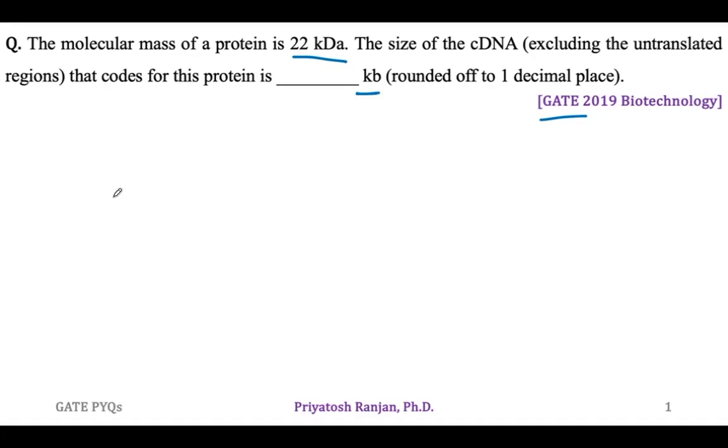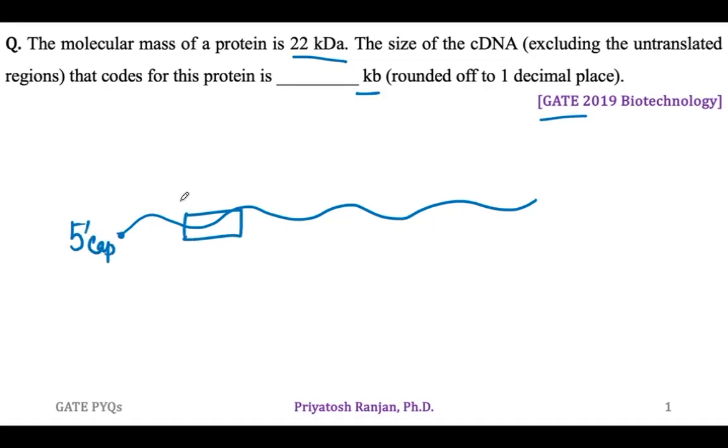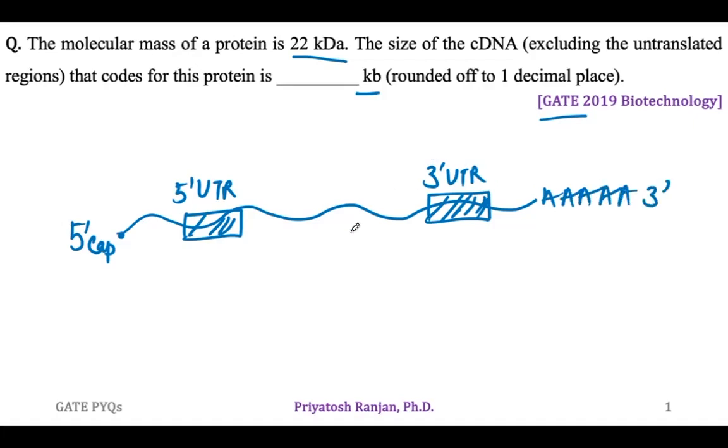So, as we all know, the mature mRNA comprises of a 5' cap. It also contains a 5' UTR region. It has a 3' UTR region. UTR also stands for untranslated region. And then you have a poly A tail at the 3' end. This one I am talking about is for the eukaryotic messenger RNA.